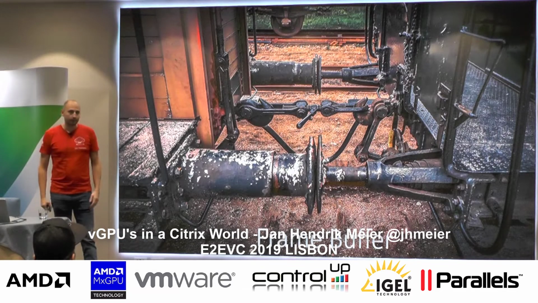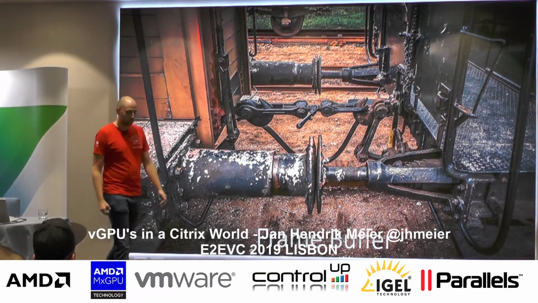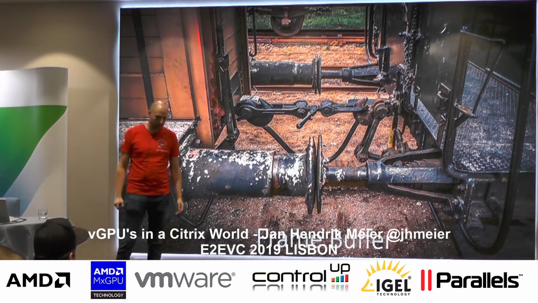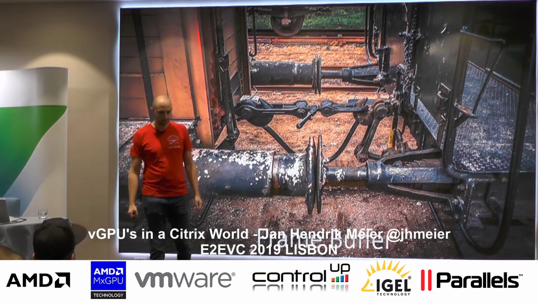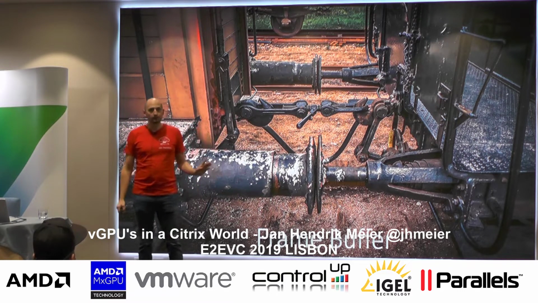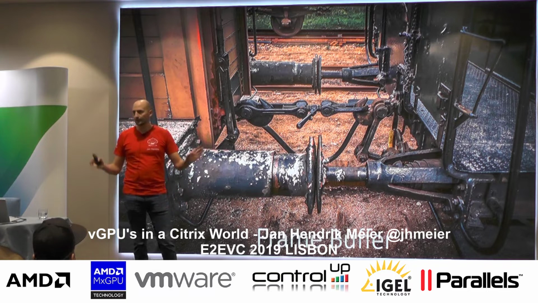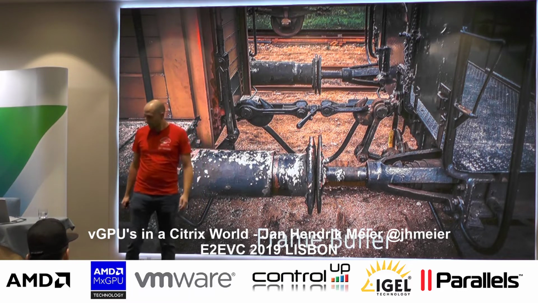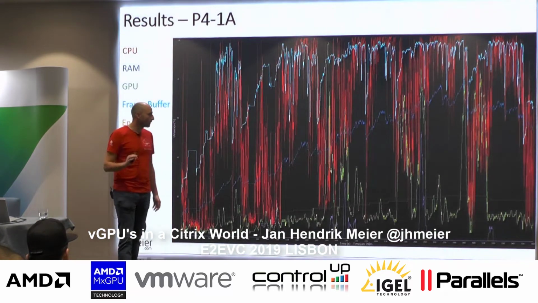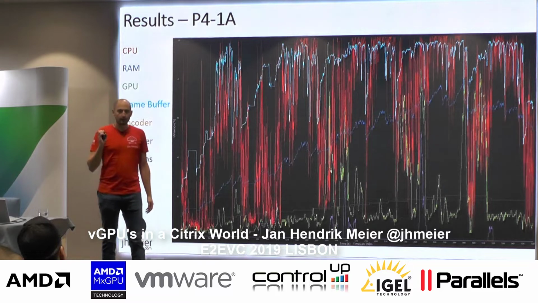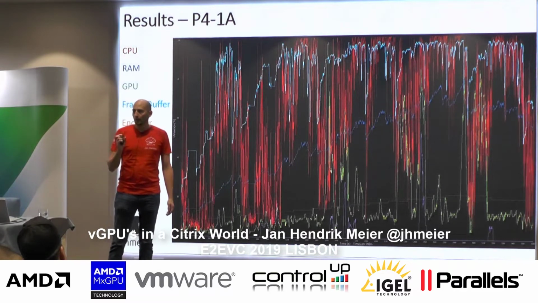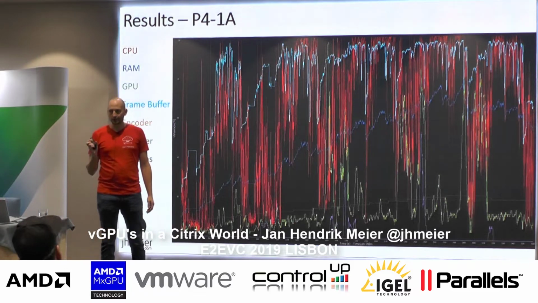Next point, frame buffer. Next to CPU and RAM, a graphics card also has a frame buffer, the memory for the graphics card itself. And most people don't think about the frame buffer. They say, we just assign it and then it will work. We did some tests with XenServer where we had a really small profile. The XenServer had only a 1 gig profile assigned, and we started 15 user sessions.